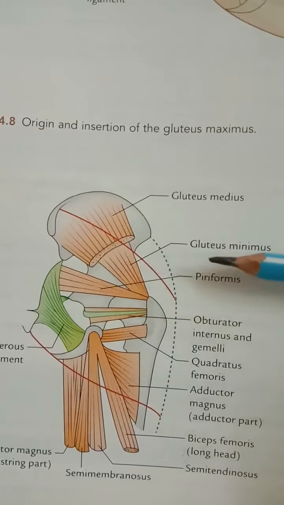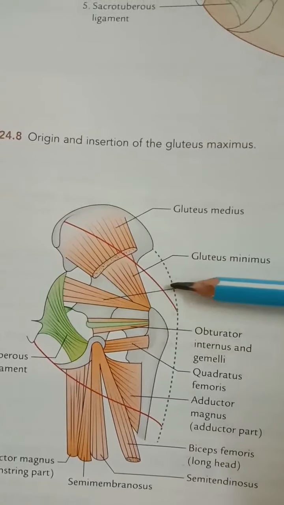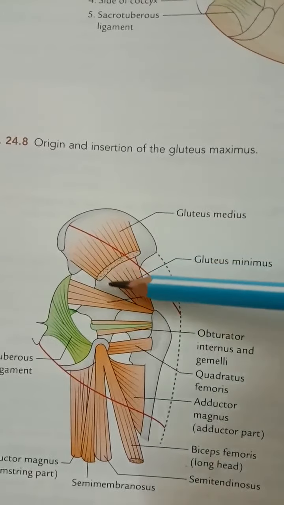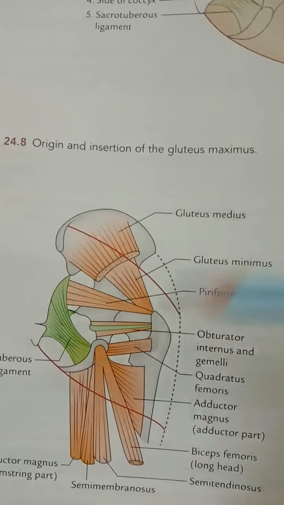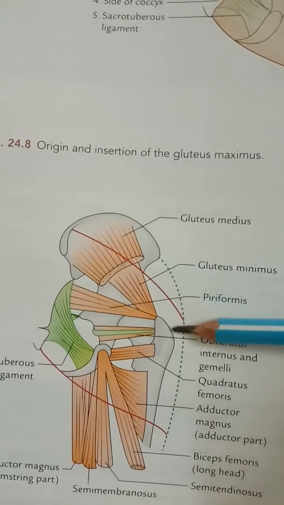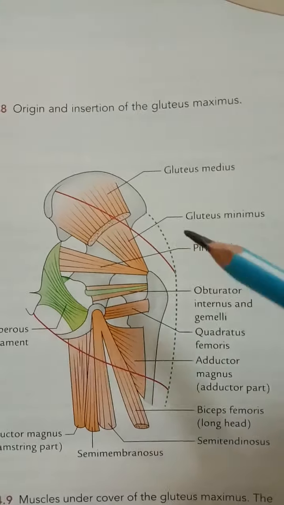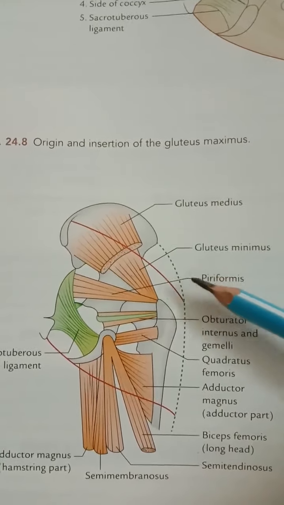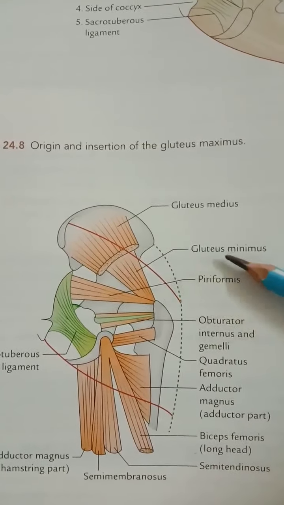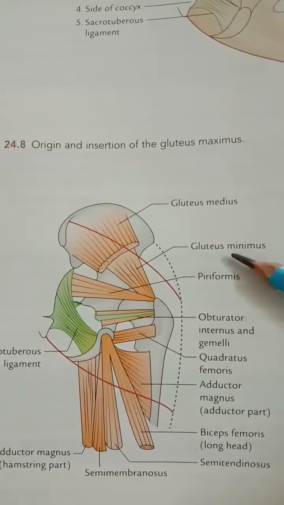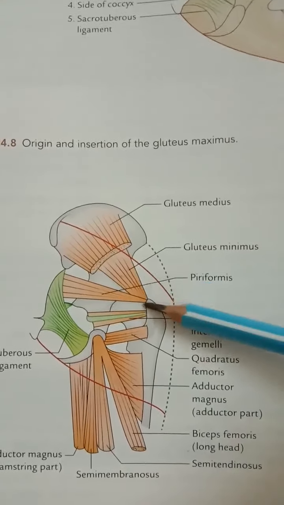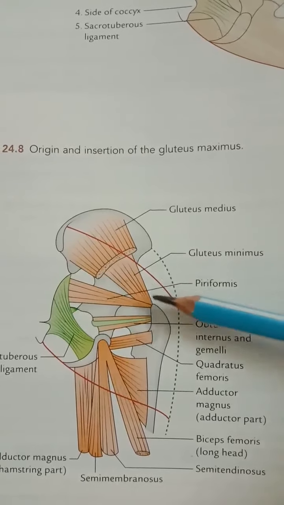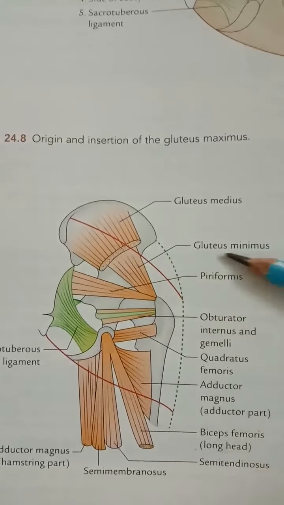The gluteus minimus muscle is also a fan shaped muscle. Then the origin of the gluteus minimus muscle. It originates from the gluteal surface of the ilium between the anterior and inferior gluteal lines. Then the insertion. It is inserted on the greater trochanter of the femur. Then the nerve supply is the superior gluteal nerve, that means from L4, L5 and S1. And the action of this muscle is powerful abduction of the thigh. So that is the gluteus minimus.